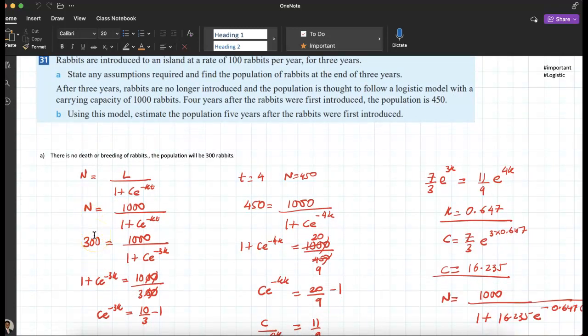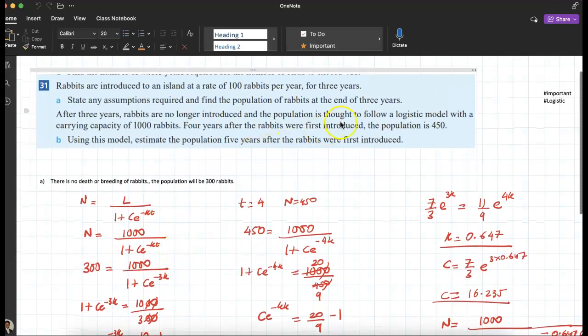Correct? Your n is 300, and what is the value of t, sir? The 300 is first introduced, no? 300 is the population when your time is 3 years. First introduced for the first 3 years. So 100 the first year, 200 the second year, 3 years.